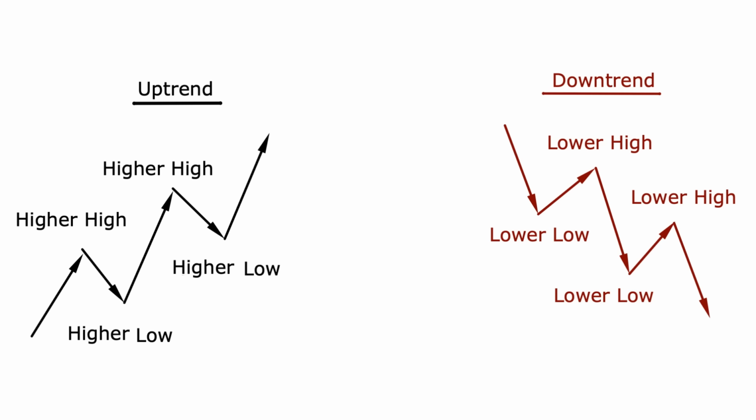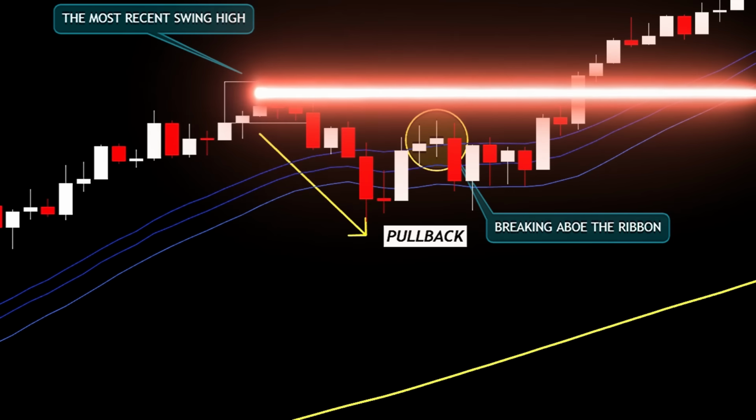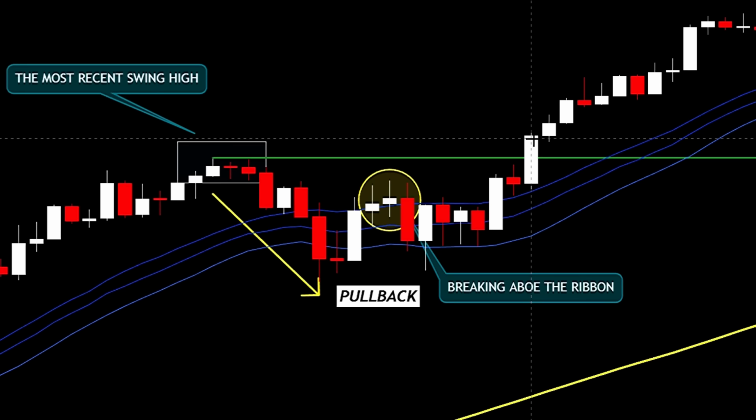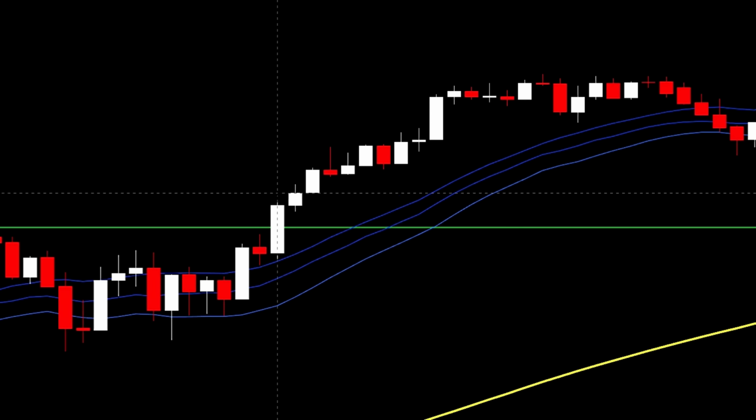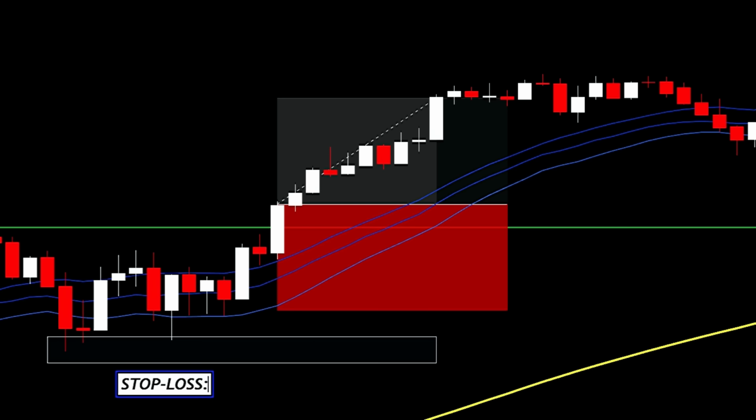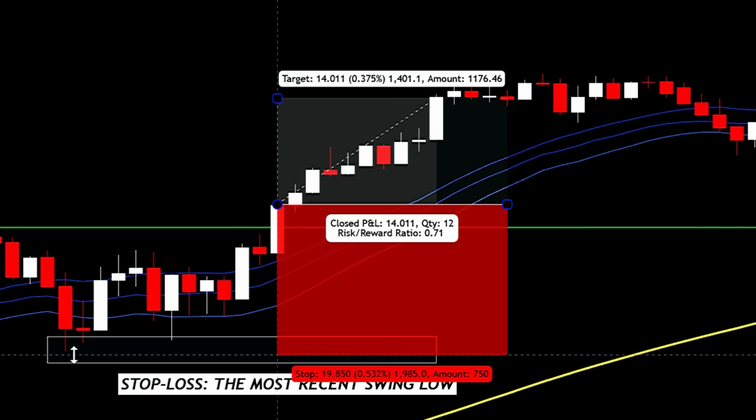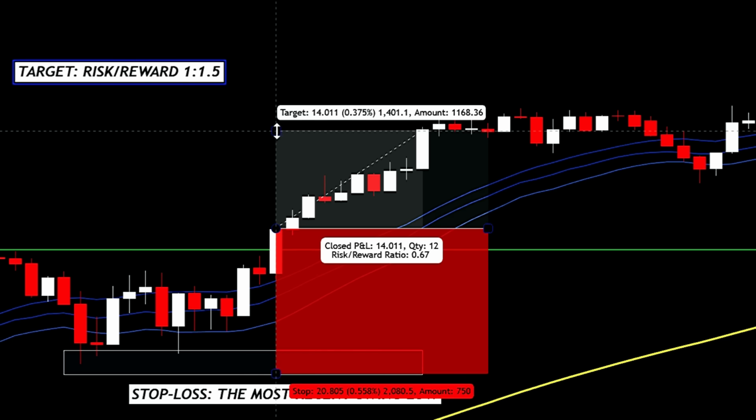Here's the confirmation. An uptrend is defined by higher highs and higher lows. So, we mark the most recent high with a horizontal line. Only if price breaks above the swing high do we enter a long trade. That breakout is the buy trigger. A stop loss goes below the recent swing low, or use the ribbon for your stop loss, and target at least a 1 to 1.5 risk to reward ratio.